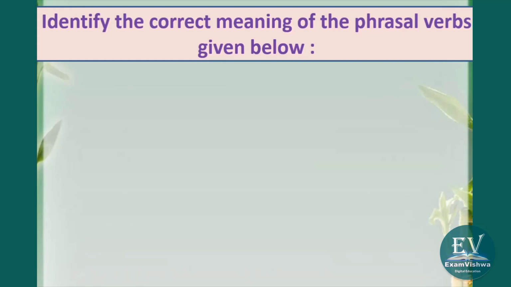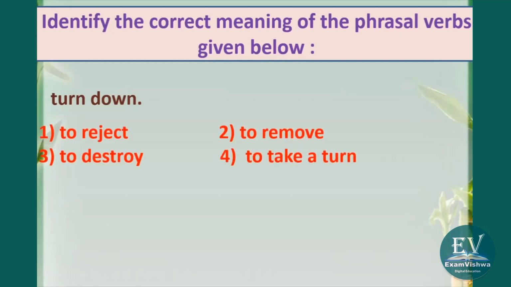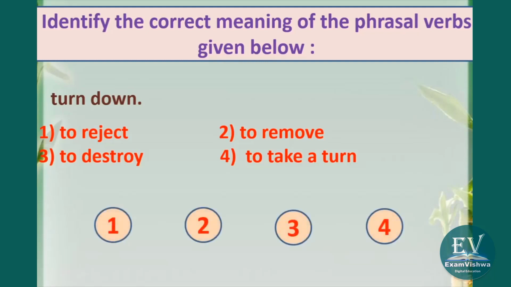So we will take category number 6 and practice it furthermore. So let us look at the phrasal verb turn down. What does it mean? Does it mean to reject someone? To reject means you are cancelling someone, you do not want someone. Or to displace something, removing something from here and keeping it there. Or does turn down mean to destroy something, or to take a turn physically? So what does it mean, turn down? The phrase turn down means to reject.